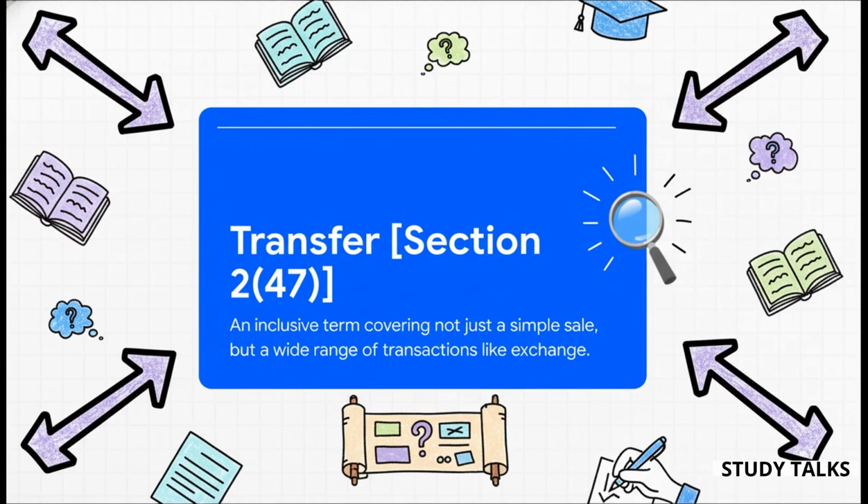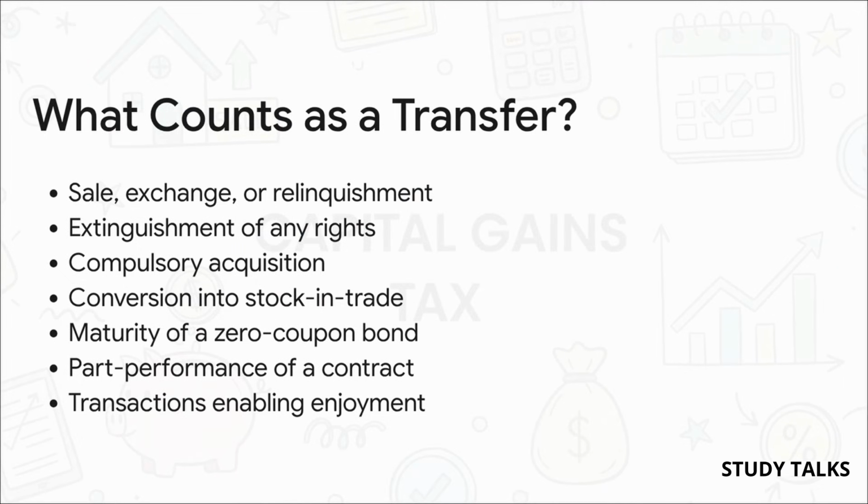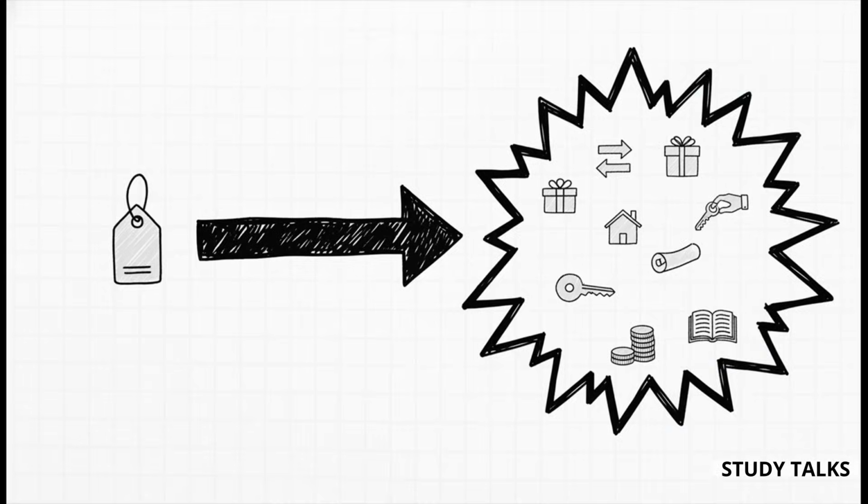Okay, let's dive in with the absolute bedrock concept. Seriously, if you don't know what a transfer is, you can't even start the problem. Now, Section 2(47) gives an inclusive definition. That means the list isn't exhaustive, but for your exam, the specific items on that list are what you absolutely must memorize. These are the main types of transactions you're going to see in your exams. You need to be able to identify them instantly. Sale, exchange, extinguishment, compulsory acquisition, all of these count.